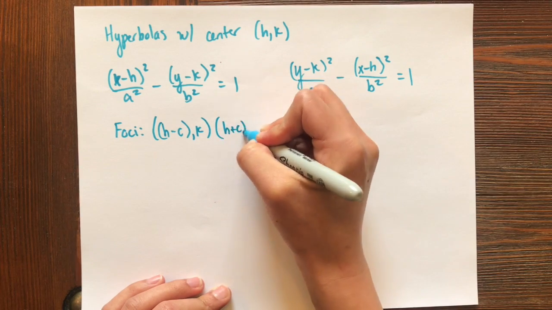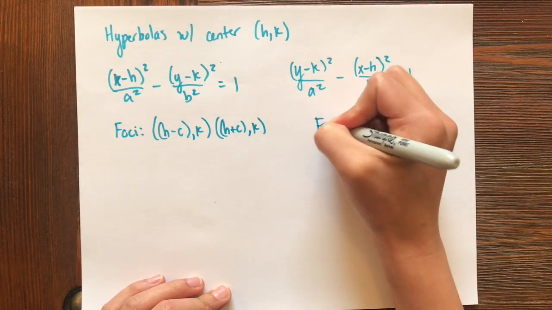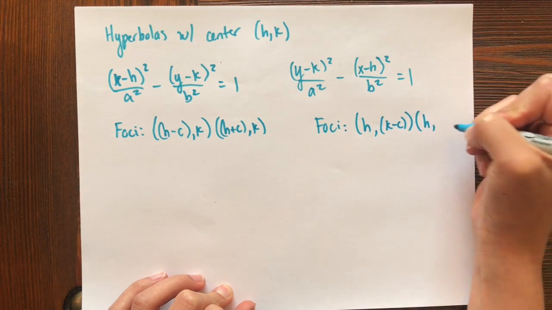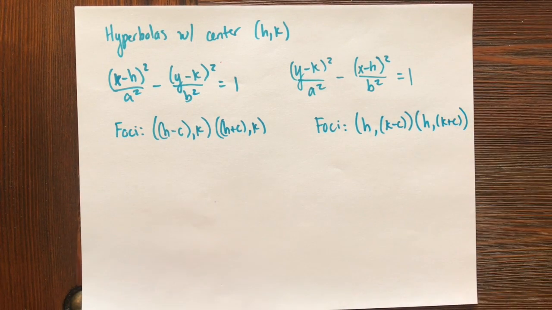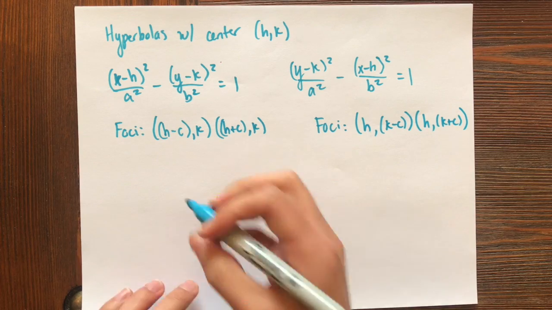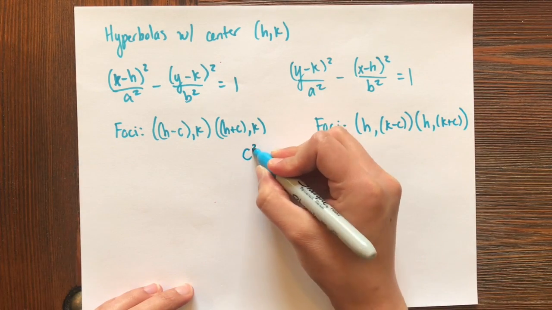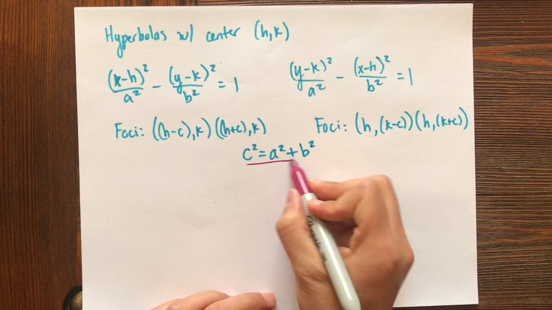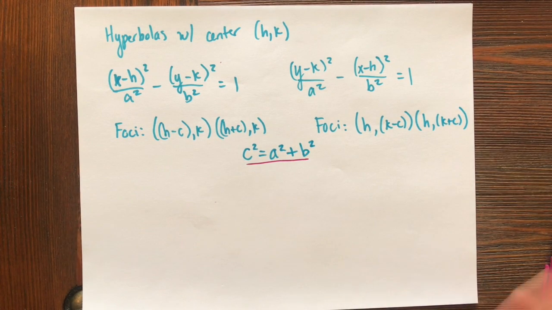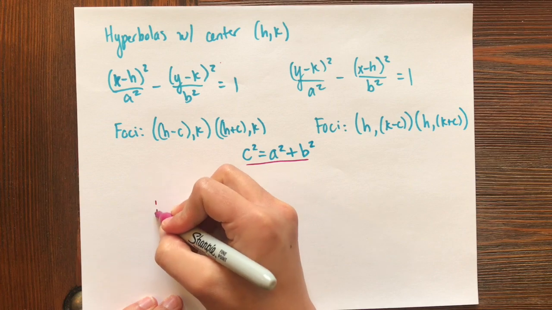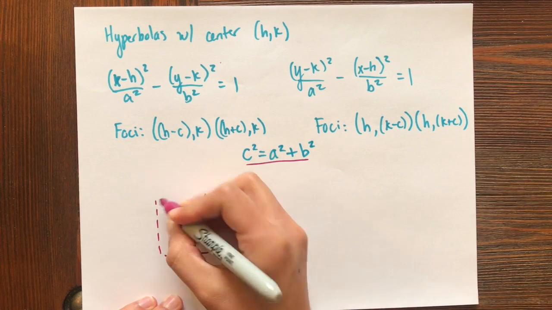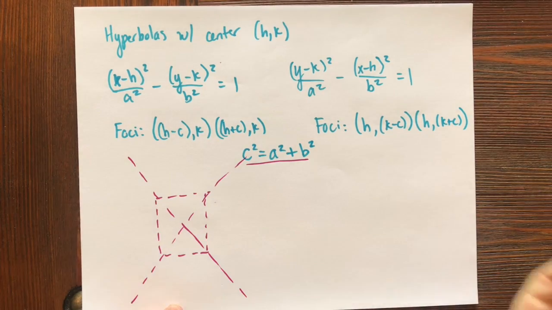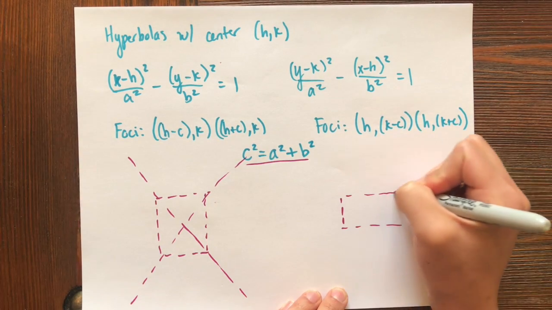So for the first one, my foci are going to be along the x direction, so I get h minus c comma k, h plus c comma k. For the second one, the foci are actually along the y direction, which means I'm going to have h comma k minus c, h comma k plus c, right? So I add c either to the x or the y, depending on which one comes first. For all of these hyperbolas, I always have the equation that's true, that c squared is equal to a squared plus b squared. That is, I'm going to add the two bases together and set it equal to c squared and solve for c.